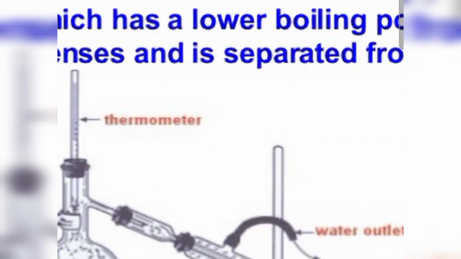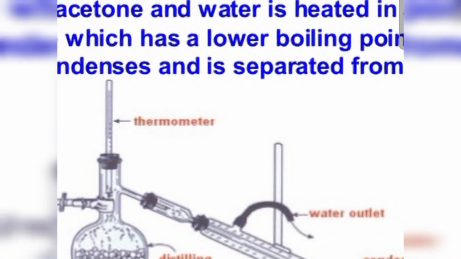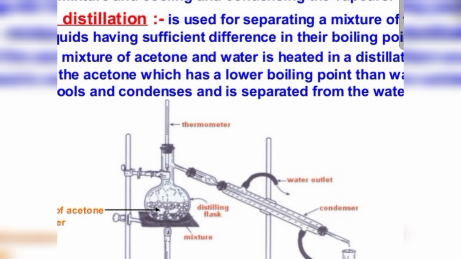This is a condenser. So we attach it with the condenser, and then we arrange the apparatus as shown in the figure. We have to arrange this apparatus. Then we have to heat the mixture.